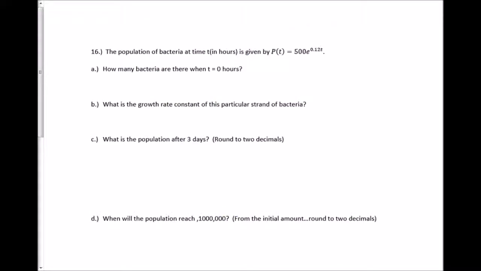If I look at the next one, it says the population of bacteria at time t in hours is given by the population equals 500 e to the 0.12t. And so this is my continuous model for growth, and it's already set up for me here. And I want to know how many bacteria are there when t equals 0. Remember, time equaling 0 is the initial amount. Well, the initial amount is right here. It's the 500. I shouldn't have to do too much in order to identify that. Time equaling 0 is the initial amount. That's 500, and that's it.